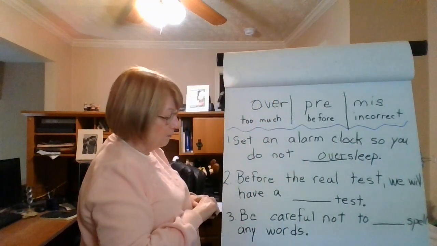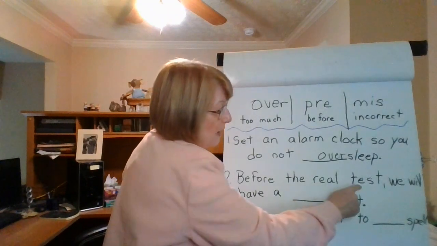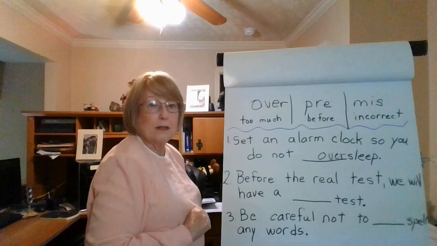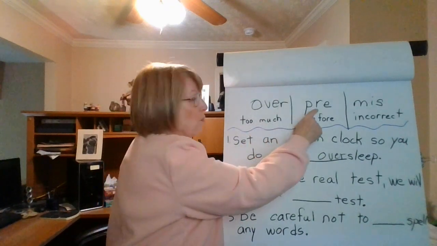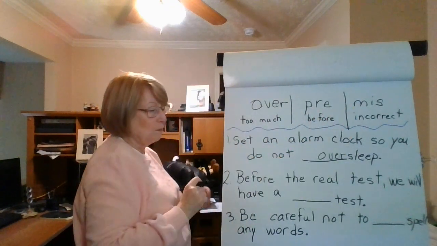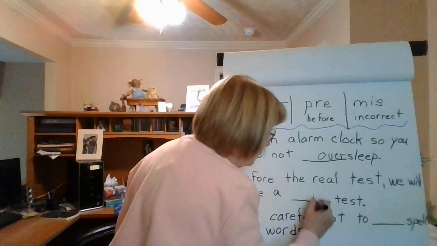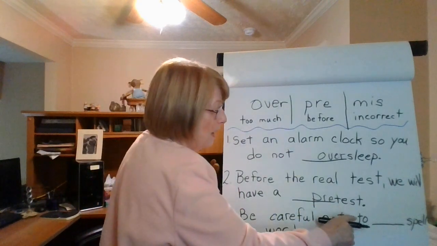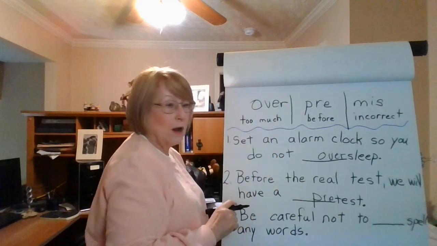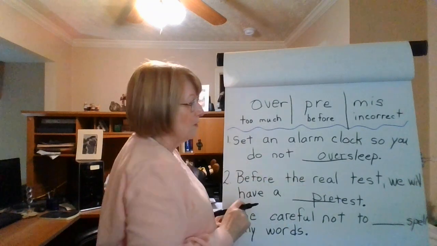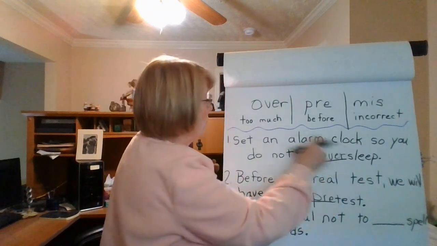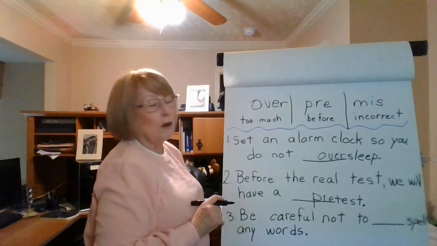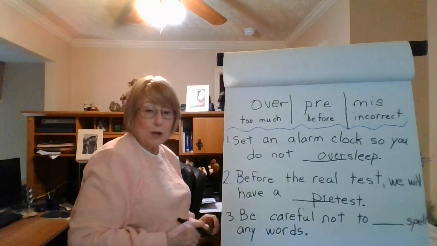Let's try the next one. Before the real test, we will have a test. Would we use over, pre, or miss? If you said pre, you are correct. A pretest. That means we're going to have a test before the real test. Oversleep. That means we would have too much sleep if we do not get up when the alarm clock goes off. Here's your last one.